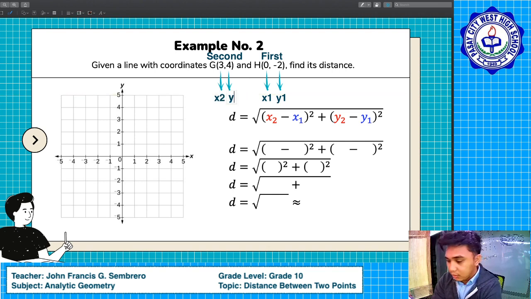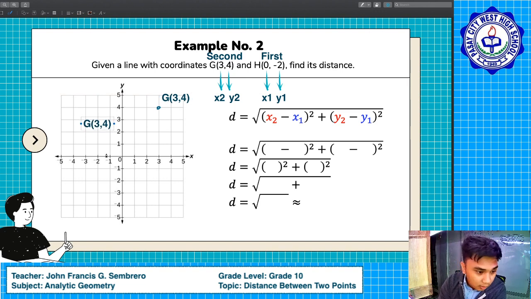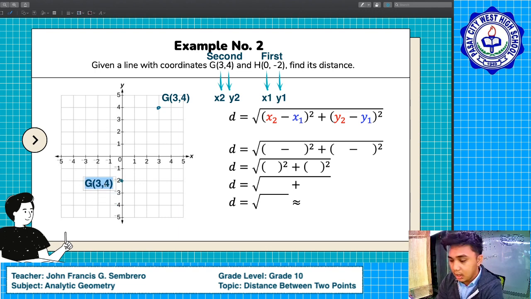So after you label, which is your x1, y1, you can now illustrate it. So let's locate our g. That's (3, 4), somewhere here. So that's my first point. My second point is located where? (0, negative 2), somewhere here. So this is h, (0, negative 2). There we go. So I'm interested in determining their distance. Right? So once you're done illustrating and labeling, we can now substitute.